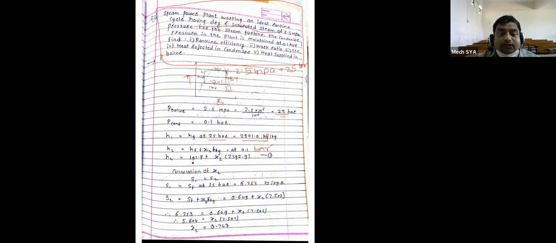And Hf is 191.8. So 191.8 plus X2 into Hfg, which is 2392.9. This will be equation number 1, because we don't know X2. Therefore, we cannot completely calculate the H2 value.